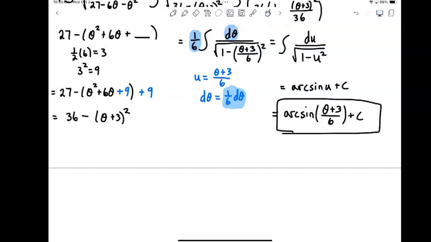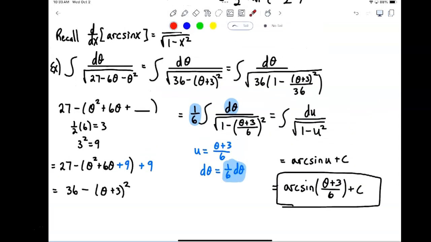And again, the key was recognizing that the original thing is similar to the arc sine, and then it was the work of first completing the square to get it to that, and then manipulating this to eventually get it into a format that fit the integral formula that we know for arc sine. And so now we have our result, that the integral of d theta over the square root of 27 minus 6 theta minus theta squared is actually the arc sine of theta plus 3 over 6.